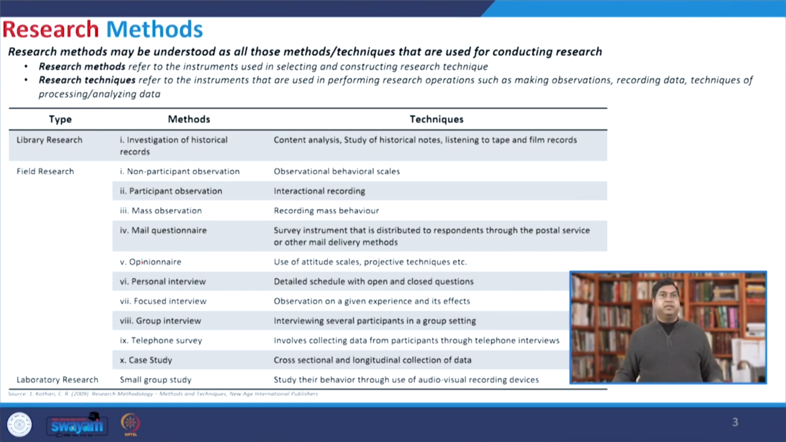So, research methods. In our lecture number 2, we discussed in detail the variety of research methods, starting from fundamental research to applied research, action research to policy oriented research. On a similar line, the research method may be understood as those methods and techniques that are used for conducting research.